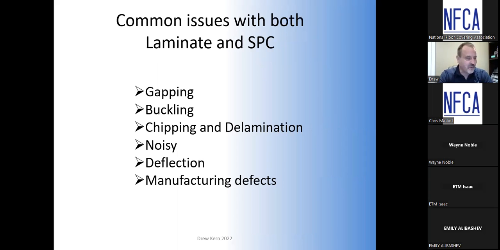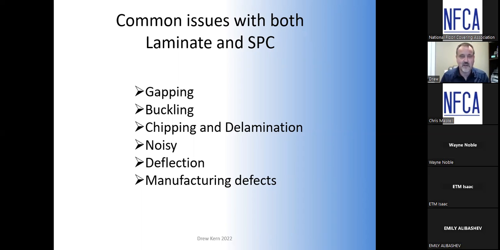Common issues with both products. Again, we're going to get into this with some photos. We're going to get into this with a lot of discussion later on. So I don't want to spend a lot of time reading this slide to you, but on a floating floor, we could have gapping with the seams coming apart, buckling when it lifts off the substrate, chipping corners and edges, delamination, that's when the layers start coming apart, noisy floors when you walk on it.